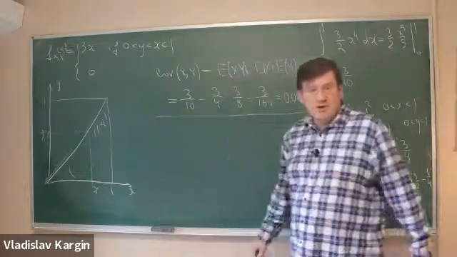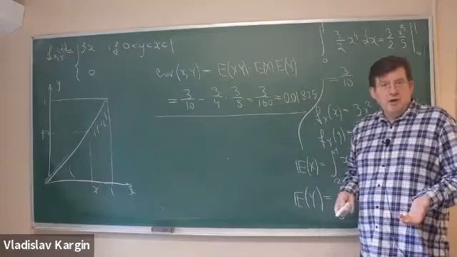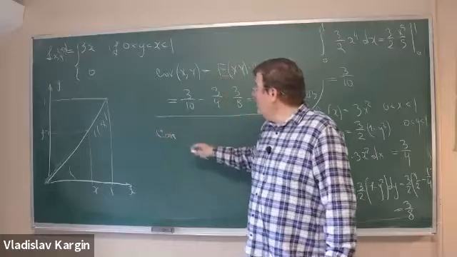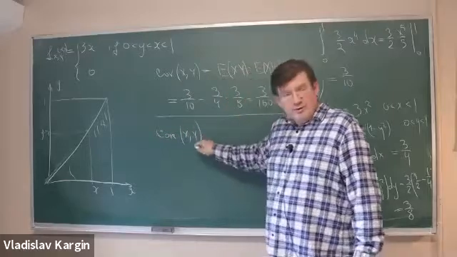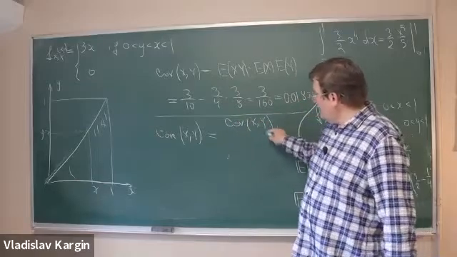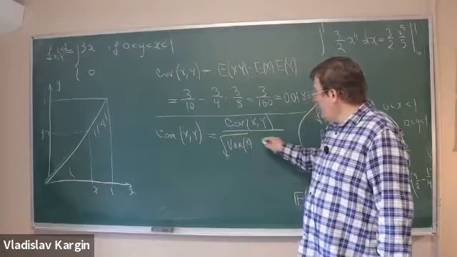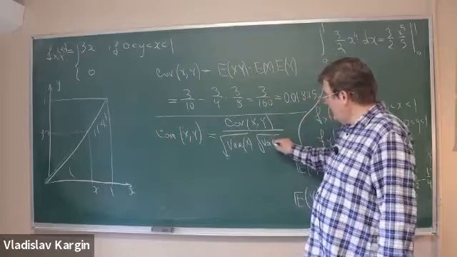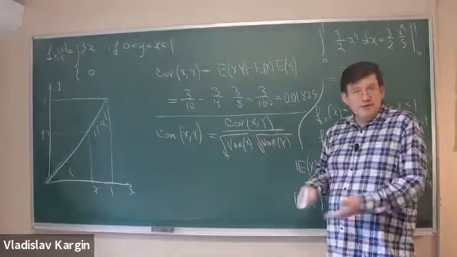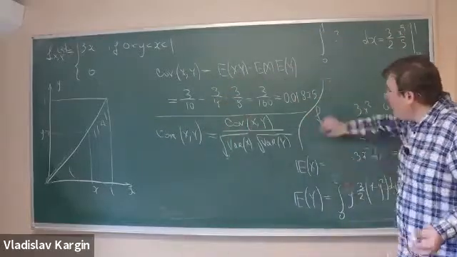Now it doesn't say much because you don't know what the variance is. So covariance, unfortunately, is not a very informative thing. What's informative is the correlation. In principle, you would also want to know the correlation of XY. The formula is the same: covariance of XY divided by the square root of variance of X and the square root of variance of Y. So in addition, we have a new task: calculate the variance of X and the variance of Y.